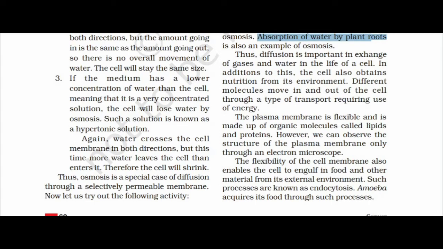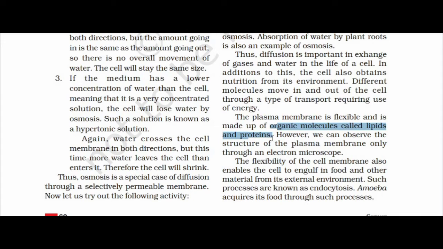Now here the plasma membrane is flexible, it is not rigid, it can move easily, and it is made up of organic molecules called lipids and proteins. What is the plasma membrane made up of? It is made up of two organic molecules, lipids and proteins. However, we can observe the structure of the plasma membrane only through an electron microscope.